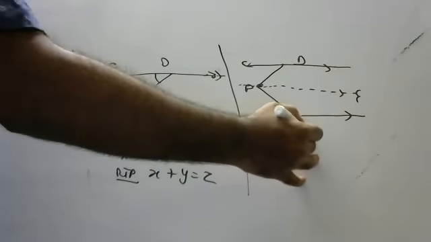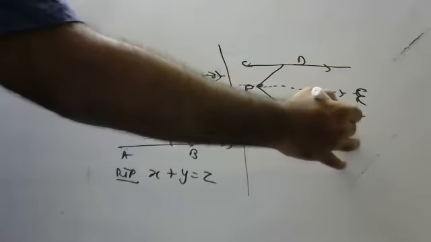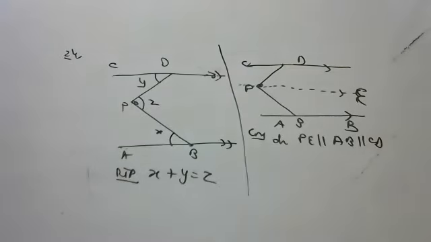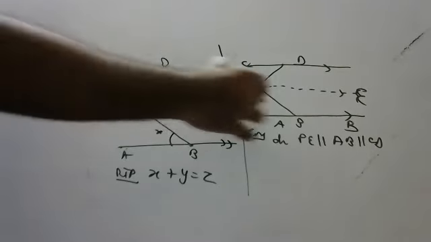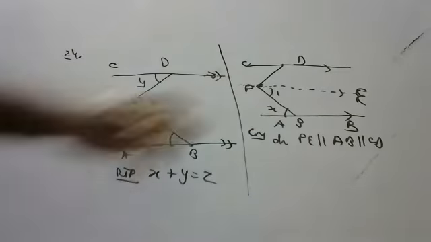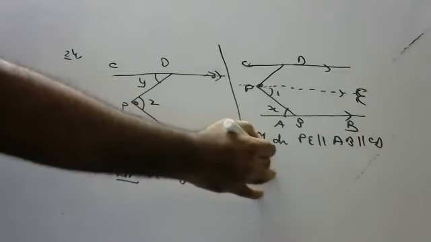Draw PE parallel to AB and CD. Okay, children, please see here, x is equal to angle 1. Can anyone say why x is equal to angle 1, children? Angle x is equal to angle 1.